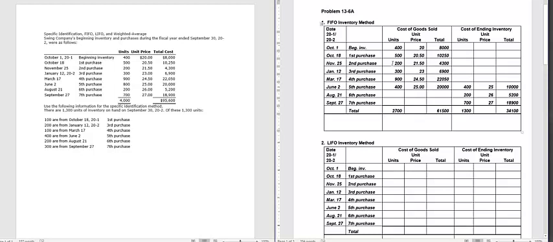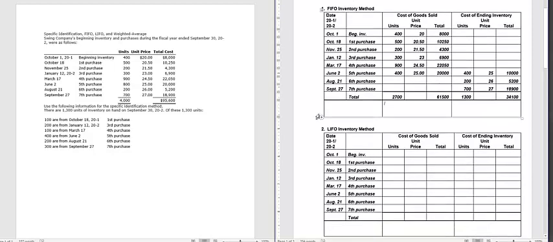Okay, now let's take a look at last in, first out. It's just the opposite of first in, first out. And that means that the last units purchased were the first units sold. Anything we have in ending inventory comes from the very first units that we had.